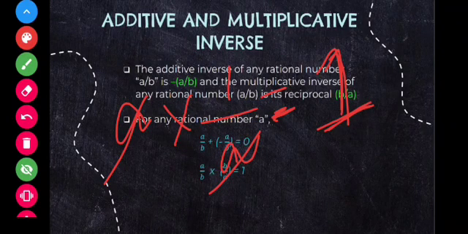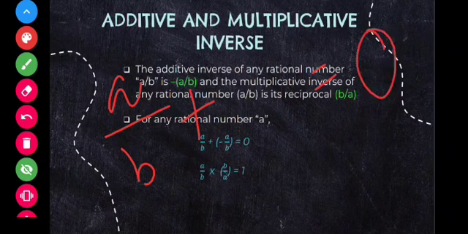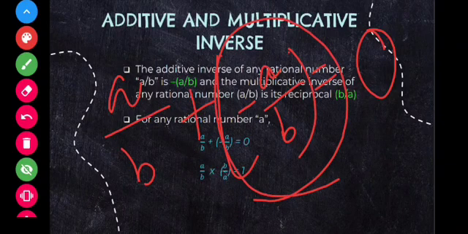For rational numbers, let's say you have a rational number a by b, you have to add a certain number here so that you get the additive identity 0. What number will you add? You will add minus a by b. So minus a by b is the additive inverse of a by b. Clear? Minus a by b is the additive inverse of a by b.